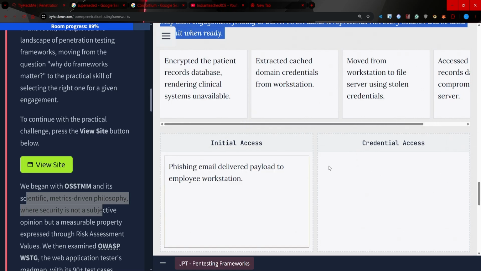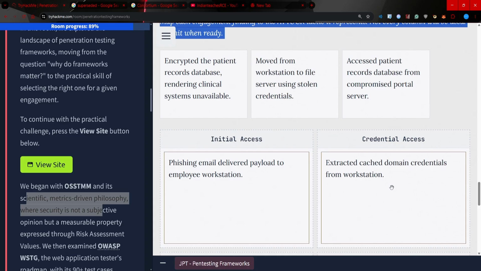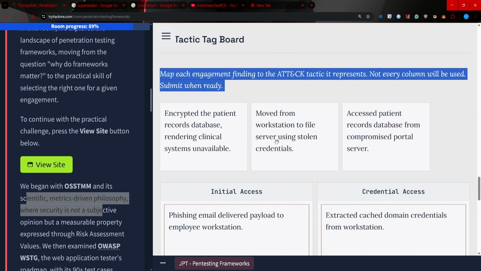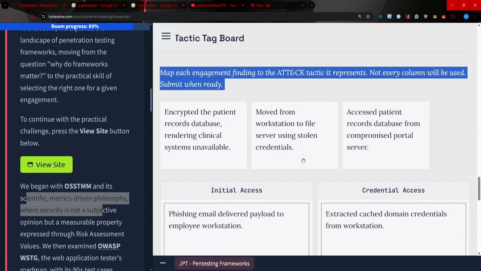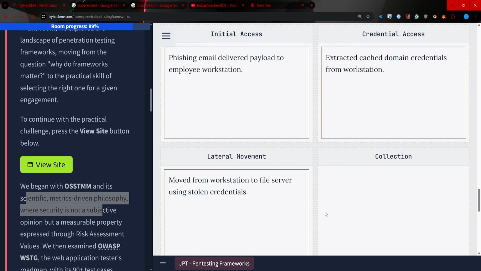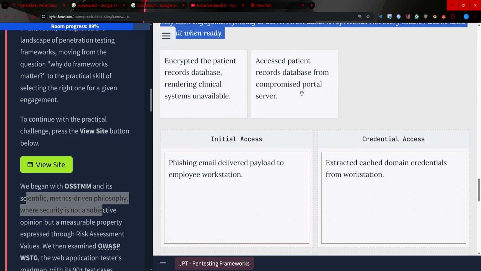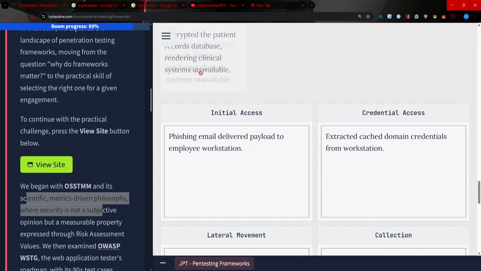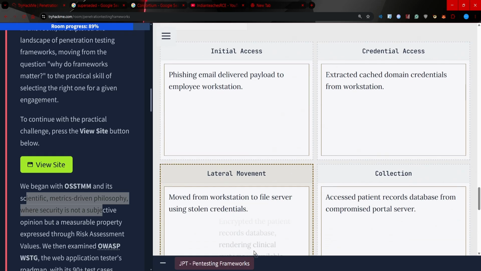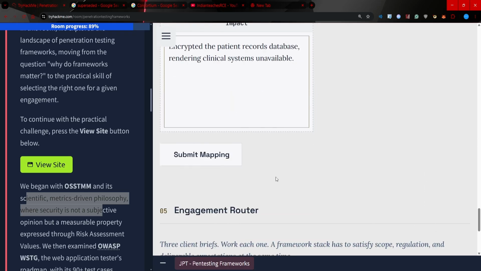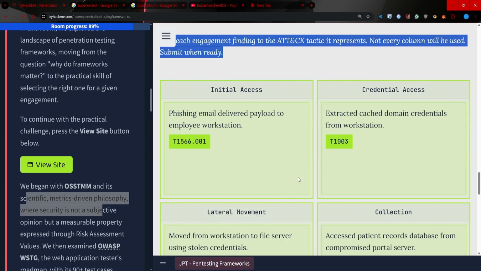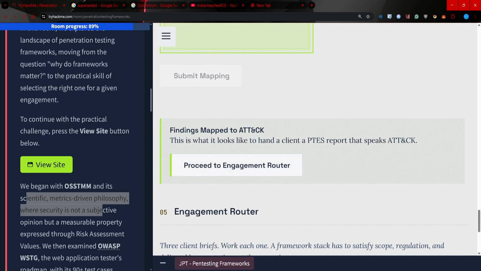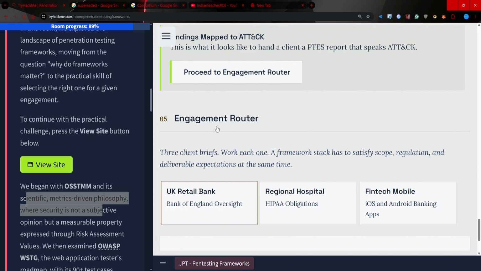Phishing, initial access. Encrypted patient, no. Credential access, yes. Credential access. Lateral movement. Moved from workstation to file server using Stoller. Yeah, lateral movement. Accessed, that is collection. And impact is every file is encrypted. Exactly. Let's go.